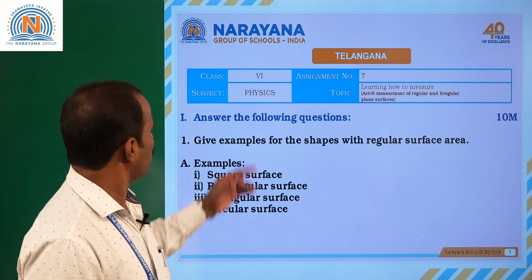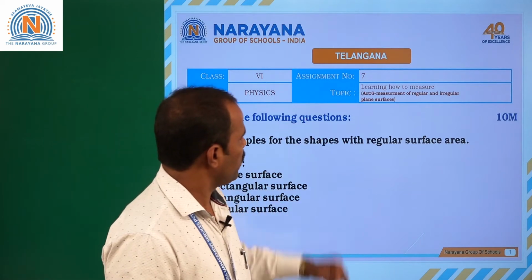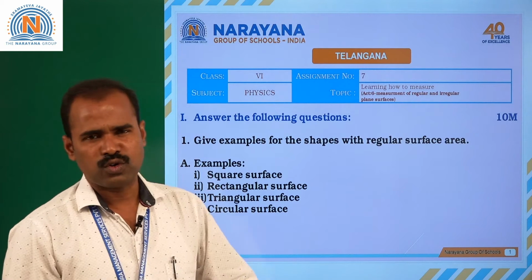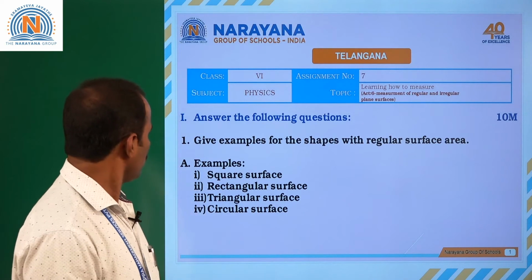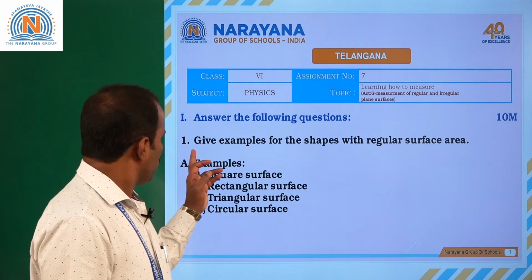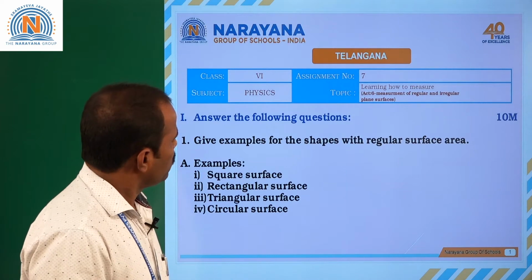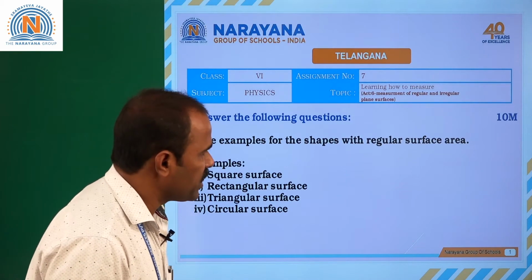Today's assignment for class 6th, assignment number 7, topic is learning how to measure. In that first question, give examples for the shapes with regular surface area.